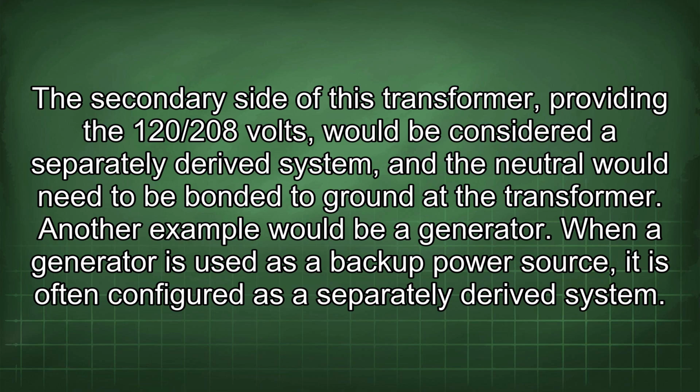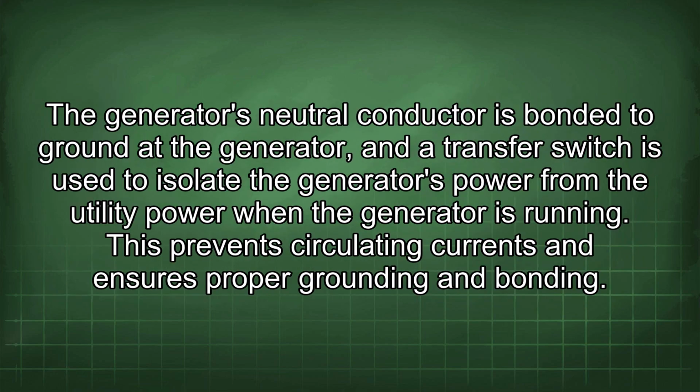Another example would be a generator. When a generator is used as a backup power source, it is often configured as a separately derived system. The generator's neutral conductor is bonded to ground at the generator, and a transfer switch is used to isolate the generator's power from the utility power when the generator is running. This prevents circulating currents and ensures proper grounding and bonding.